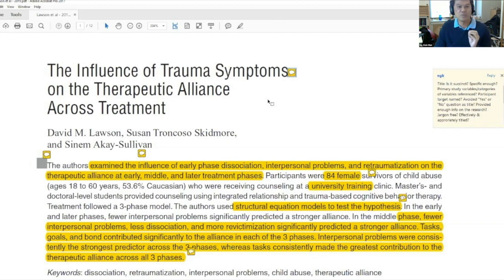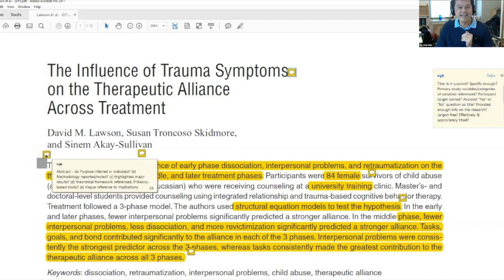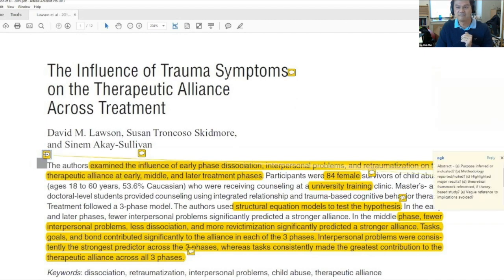Right now we are looking at the article by Lawson et al. Yeah, just open it up and follow along our conversation. Sure. Okay. And the next thing, the abstract. Look at that. The purpose.